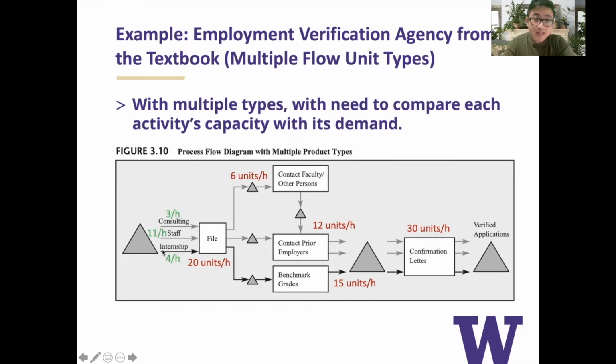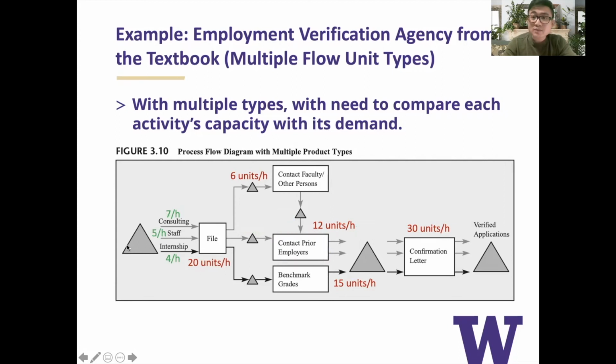However, here we also have 11 applications for staff per hour, and we need to add 11 here. So 11 plus 3 will be 14. But contact prior employers can only handle 12 units per hour, or 12 applications per hour, while if they push all the applications to this step, clearly this resource cannot handle all of them. So this is where the congestion happens, and so this becomes the bottleneck.